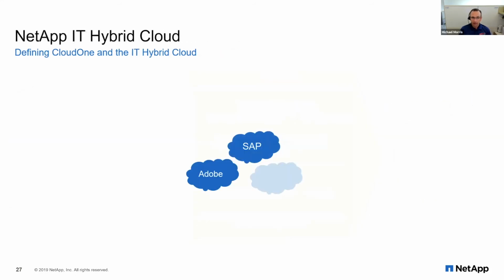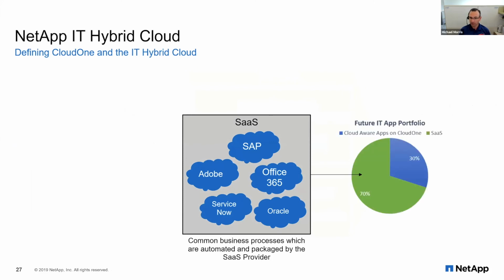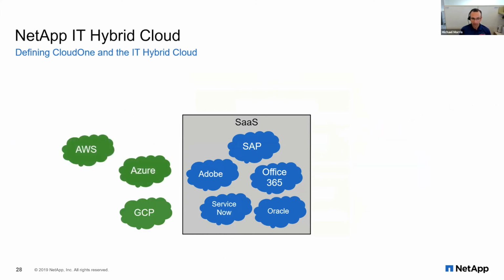So if we look at our hybrid cloud in NetApp IT, first we have the SaaS providers, and those are the common business processes which have already been automated by the SaaS provider. We're just going to rent them, kind of standardize our business practices and go rent those processes from a SaaS provider. For the other 30% is where CloudOne comes into play.